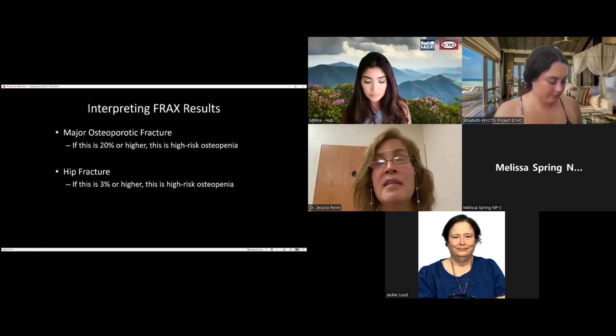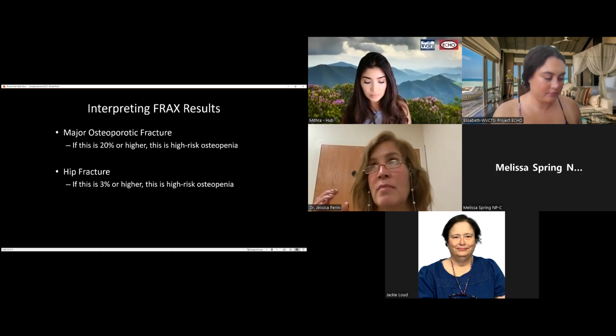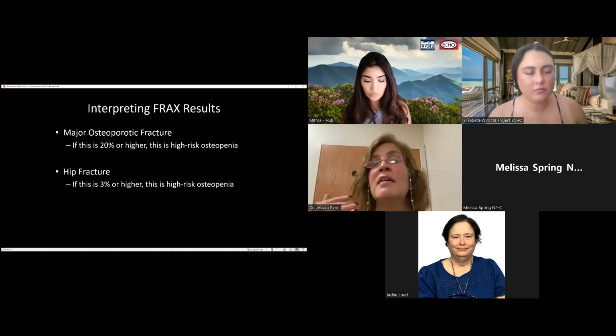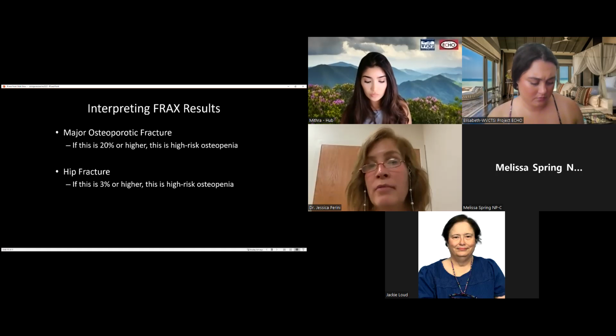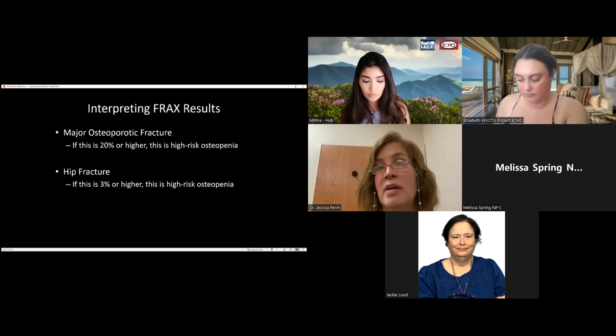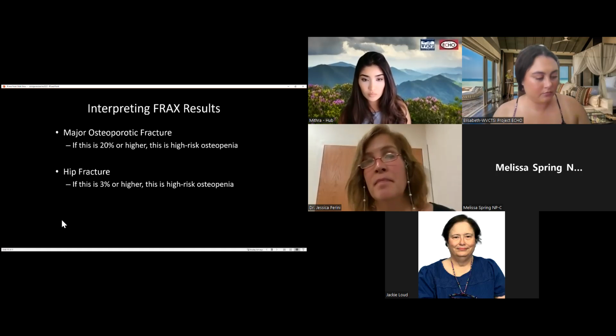And you can say that they have osteoporosis because remember, osteoporosis is not defined by a number. It is defined as fragile bones, prone to breaking. So high-risk osteopenia, based on Frax scores, qualifies people for needing treatment. Next slide.